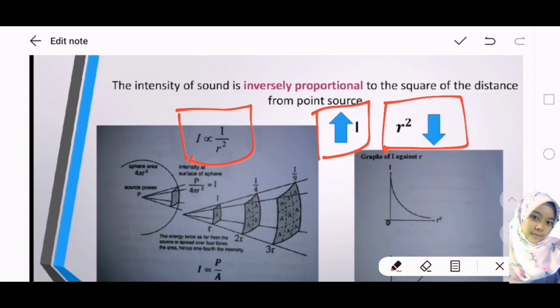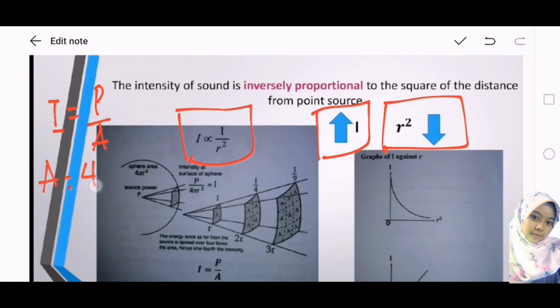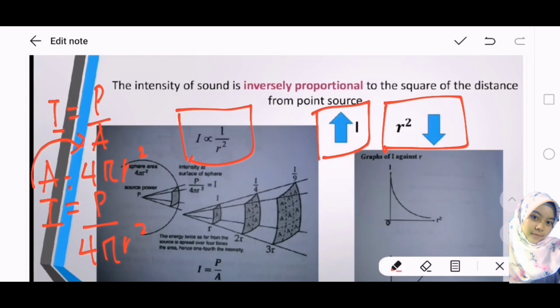Okay, remember the previous equation, I is equal to P over A. Sound travels in all directions, so basically we consider it moves in the shape of a sphere. The area of a sphere is 4 pi r squared. So if we substitute it into the equation, we will get I equals P over 4 pi r squared. This equation will be used in a few questions that I will show.